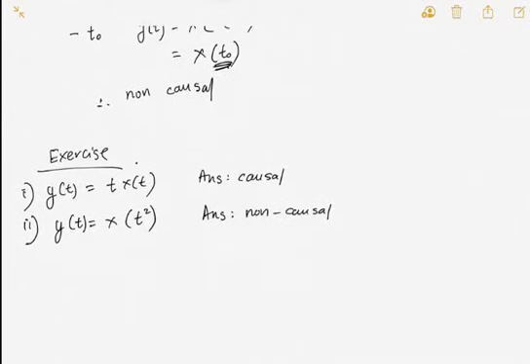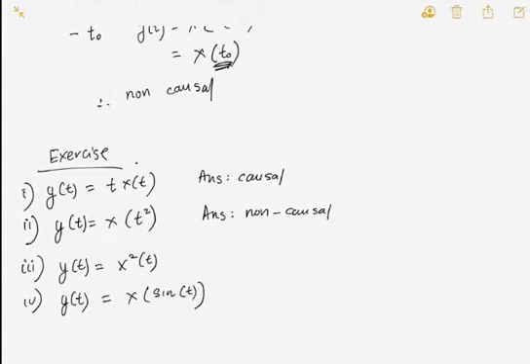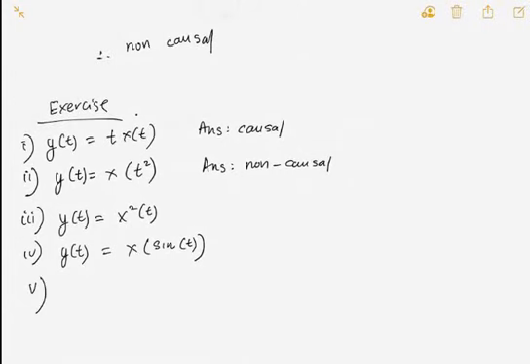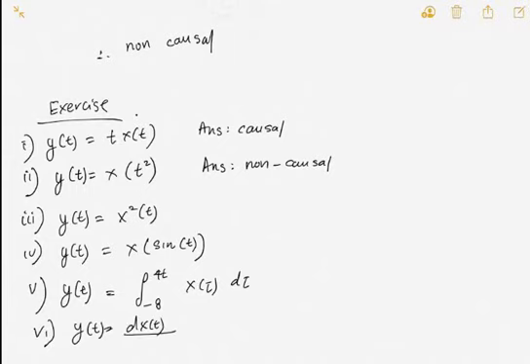And number three is y(t) equal to x(t) squared. Number 4 is y(t) equal to x(sine t). Number 5 is y(t) equal to negative integration from minus infinity to 4t of x(tau) d tau. And number 6 is y(t) equal to dx(t) over dt.